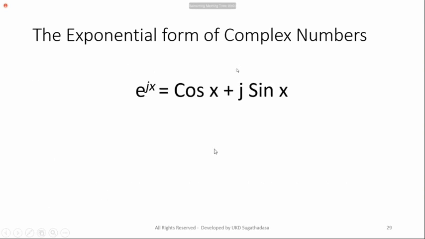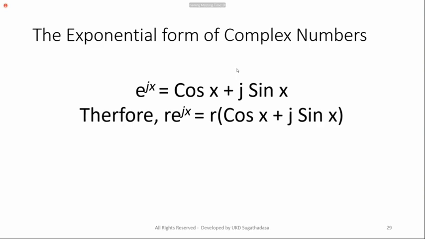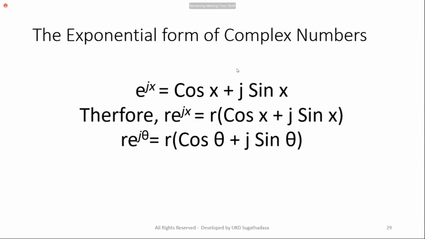Now, this is the result we obtained from the previous theory. Therefore, if you multiply both sides by r, r e^(jx) equals r(cos x plus j sin x). Now you can rewrite x with theta. So r e^(j theta) equals r(cos theta plus j sin theta). Now this is a familiar polar form, no? r(cos theta plus j sin theta) is the familiar polar form. So r e^(j theta): the modulus value is r, the argument is theta. That is the polar form.